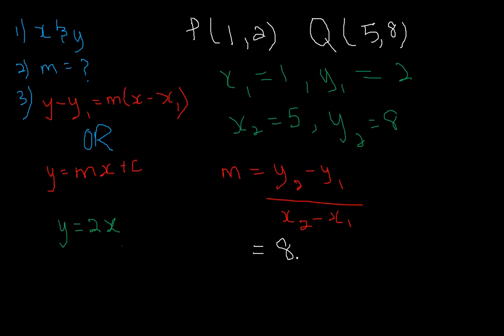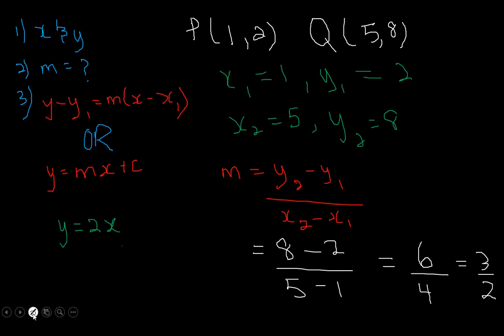y2 in this case is 8. Remember, it's interchangeable, so I wanted y2 to be 8, and y1 is 2, over x2, my x2 is 5, minus x1, 1. 8 minus 2 is 6. 5 minus 1 is 4. 6 and 4 could be reduced to 3 and 2. Yes, miss, I made a mistake there, so the answer was wrong.